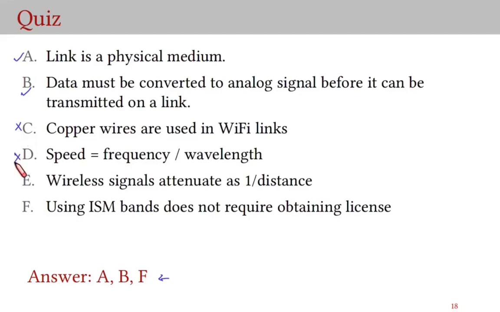D is wrong. Speed is not frequency divided by wavelength but frequency times wavelength. E is also wrong. Wireless signals attenuate as 1 over distance to the power alpha, where alpha is greater than 2. It's equal to 2 in free space. And F is correct. ISM bands do not require obtaining license prior to operating. That's all in this video.